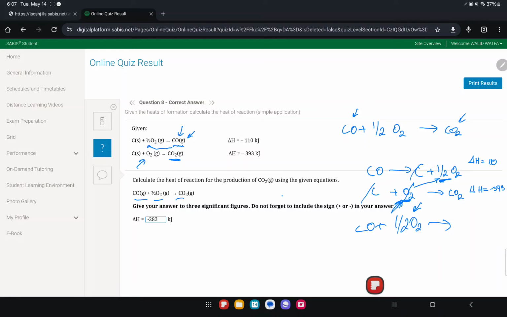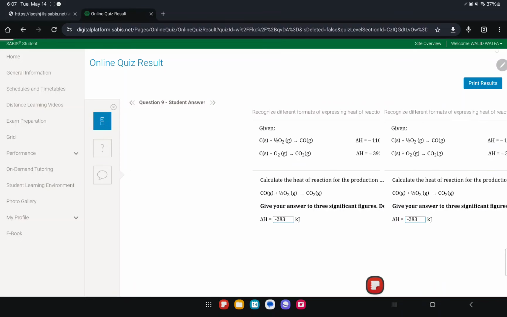Okay, so we're done with the oxygens. Then we're just left with the CO. We cancelled it already. We took it down, right? We're just left with CO2 here. Are these the same reaction? Yes, they are. How would I find the delta H? I would just add these up. 110 minus 393, and you get minus 283.